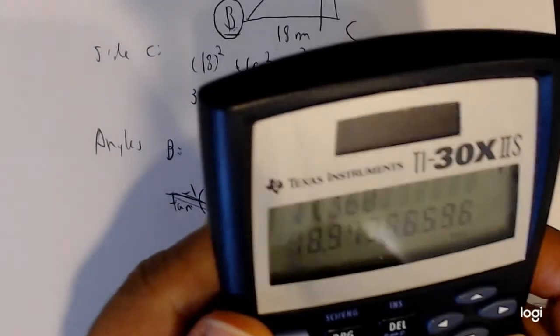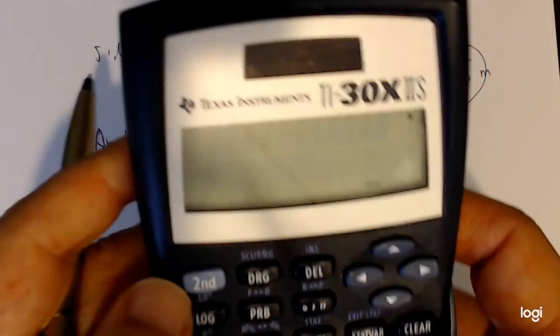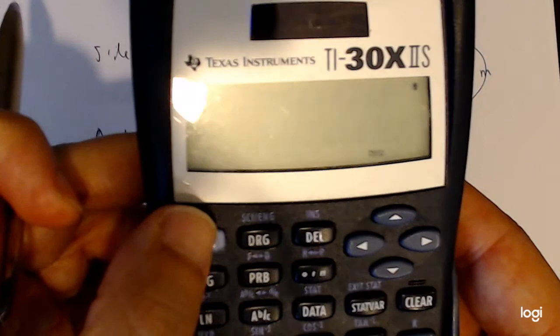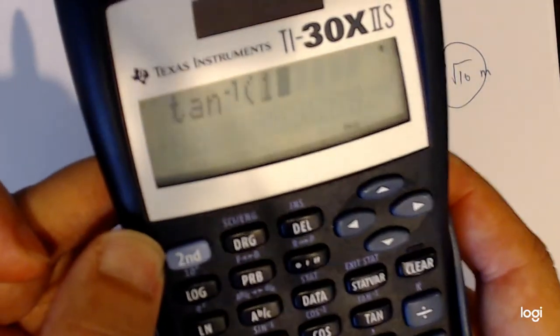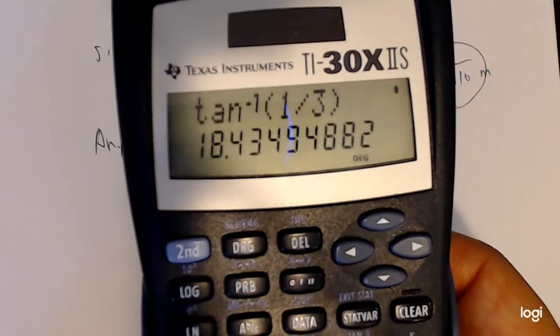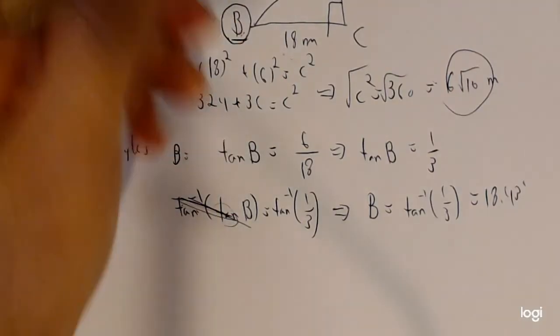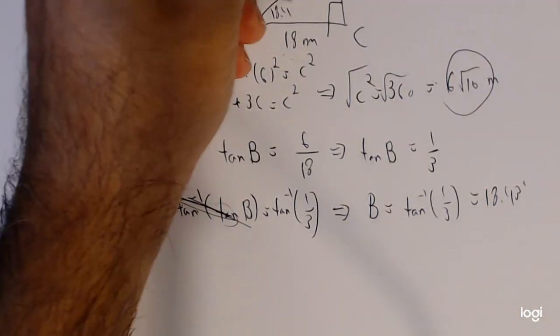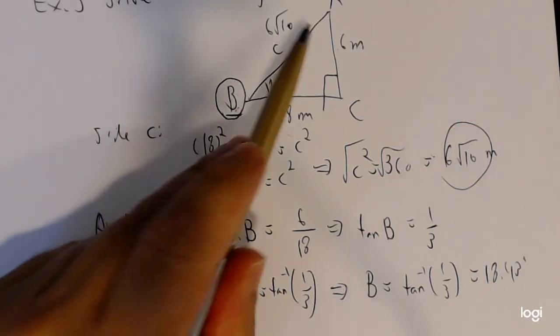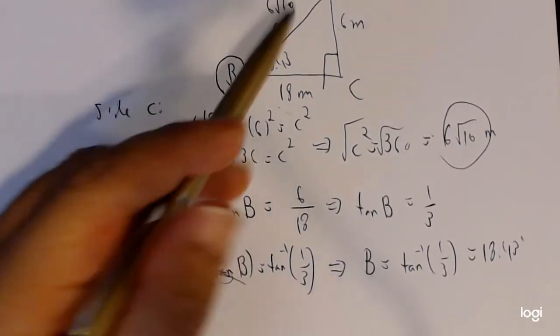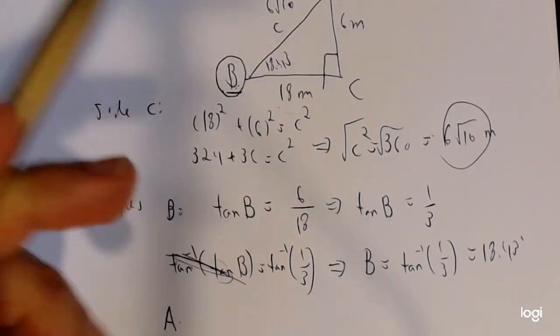On my calculator, to get to the tangent inverse, I have to press the second button, which is this blue one. If I say tangent inverse of 1/3, that's going to give me about 18.43 degrees. Now that I found angle B, which is 18.43, I can go back to finding A the easier way, right? Angle A would be just 180 minus 18.43 minus 90.